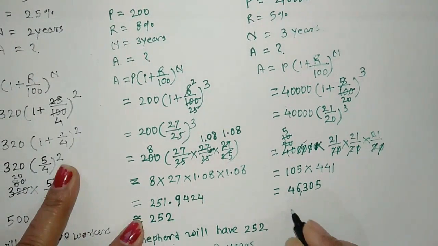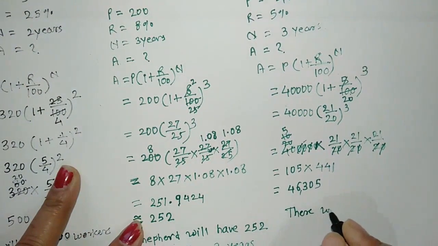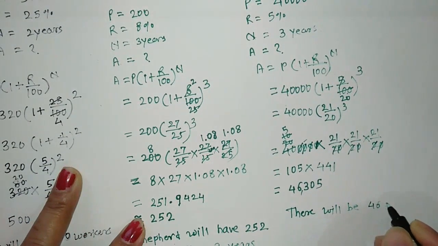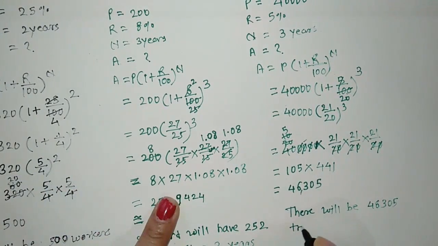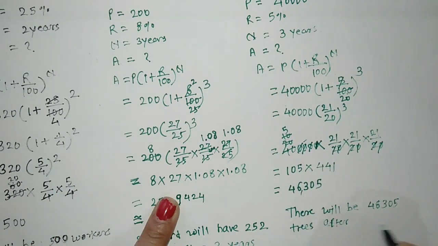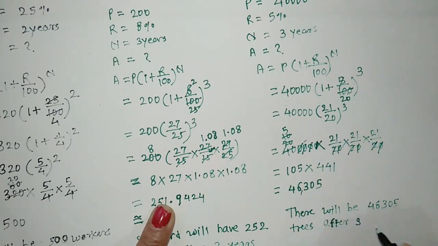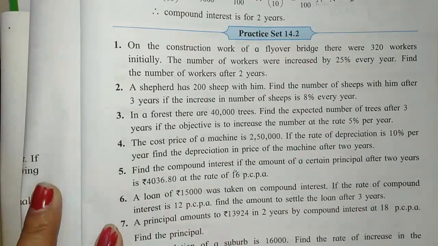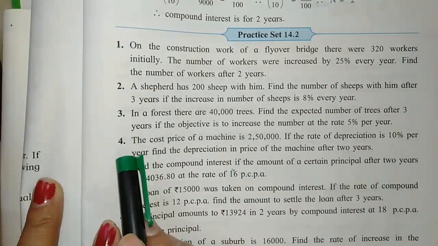So answer line is there will be 46,305 trees after 3 years. Very simple. Next, fourth question.